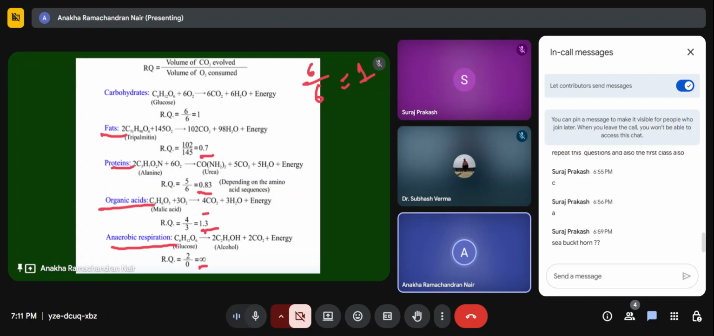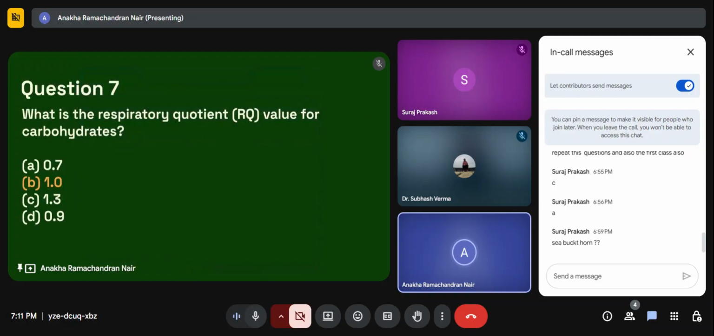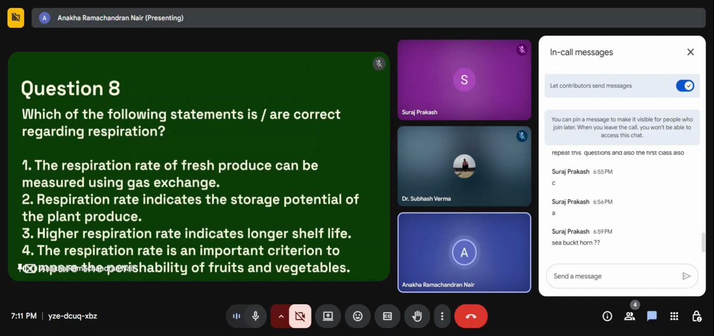All right, so I'll move on to the next question. So, question number 7, the correct answer is 1. So, question number 8 is again, which of the following statements is correct regarding respiration? The respiration rate of fresh produce can be measured using a gas exchange. Respiration rate indicates the storage potential of the plant produce. Higher respiration rate indicates longer shelf life, and respiration rate is an important criteria to compare the perishability of fruit and vegetables. So again, since this is guess the correct statement, there can be one or multiple correct options from this. Any guesses as to what the answer is?